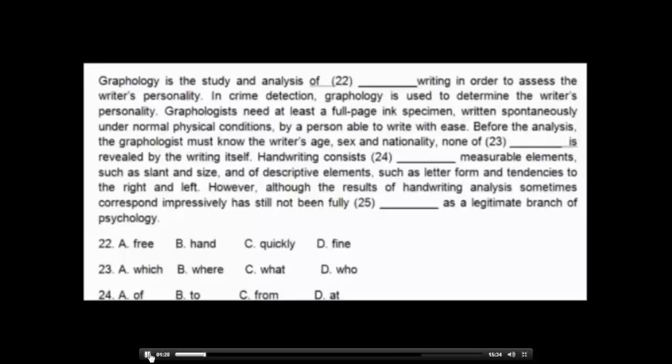Handwriting consists blank measurable elements such as slant and size, and of descriptive elements such as letter form and tendencies to the right and left. However, although the results of handwriting analysis sometimes correspond impressively, it has still not been fully blank as a legitimate branch of psychology.